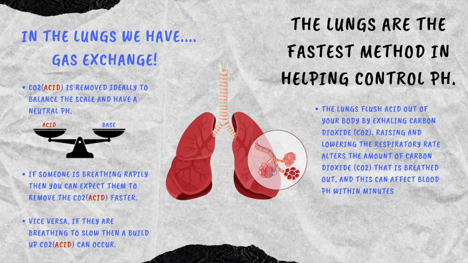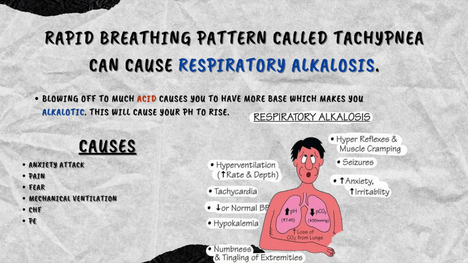So the lungs are considered the fastest method in controlling pH. So they can have a swing and correction in several minutes. It's that fast. So the lungs inhale, exhale, and they control your acid-base balance by lowering or raising your respiratory rate. And this will help even everything out from a respiratory standpoint.